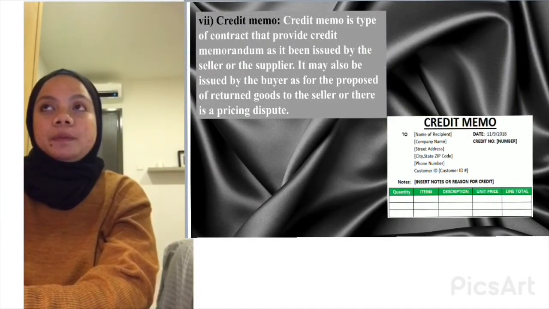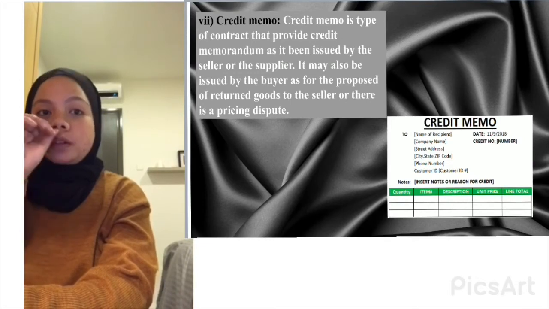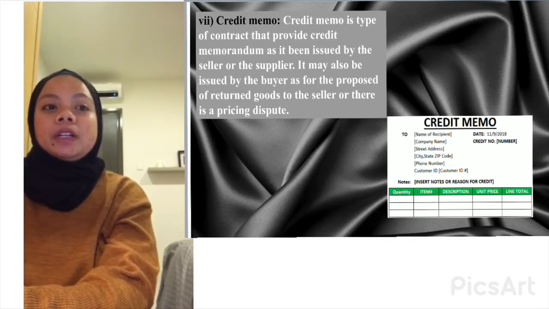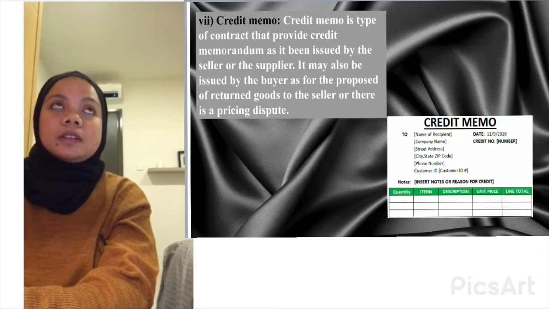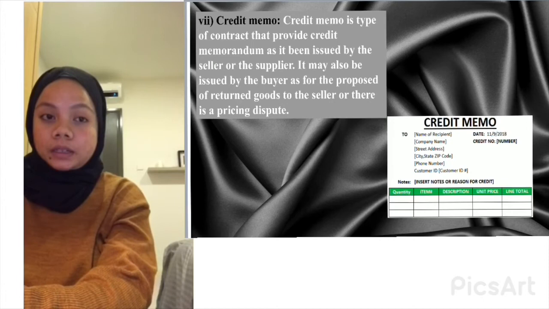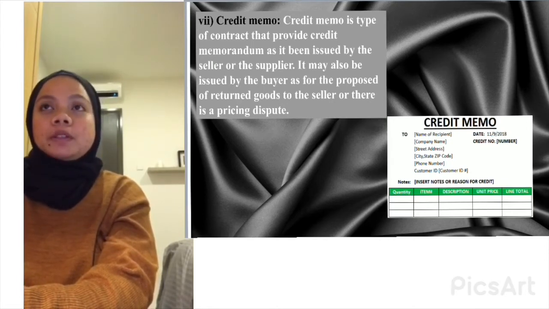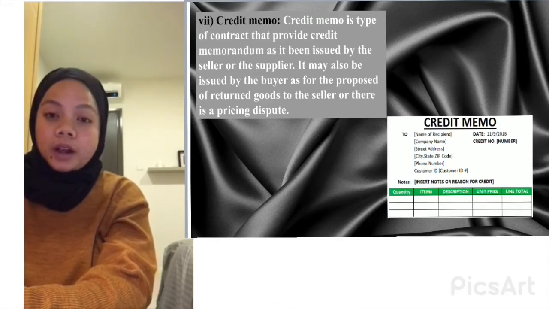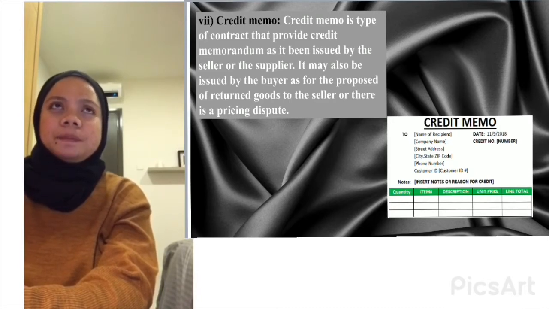Alright, next is the credit memo. A credit memo is a type of document, actually, as it provides a credit memorandum. That's why we call it a credit memo. A credit memorandum is issued by the seller or the supplier, and it may also be issued by the buyer for the purpose of returning the goods, or maybe when some dispute arises regarding the price.